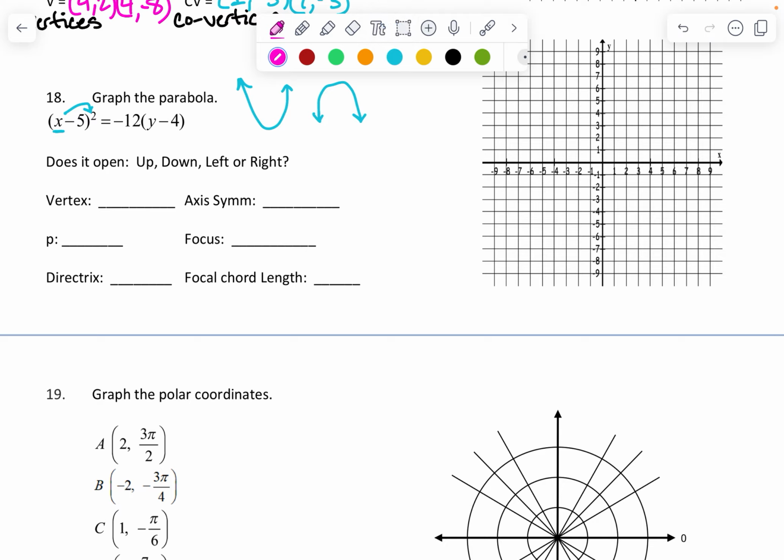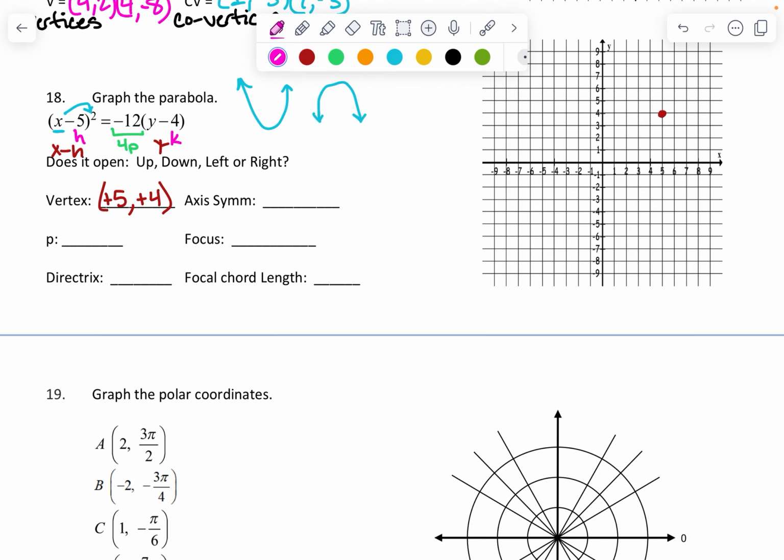Second, always with the x is h. That means with y is k. So that's important because that's going to be my vertex. And then this value in the middle is 4p. So really that's all we need to go ahead and figure this out. The x minus h lets me know that my h value is +5. And over here, the y minus k lets me know that my k value is +4. So that's where the vertex is. It's over at 5, 4.